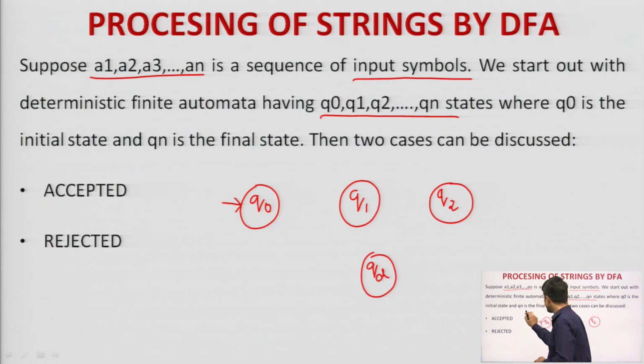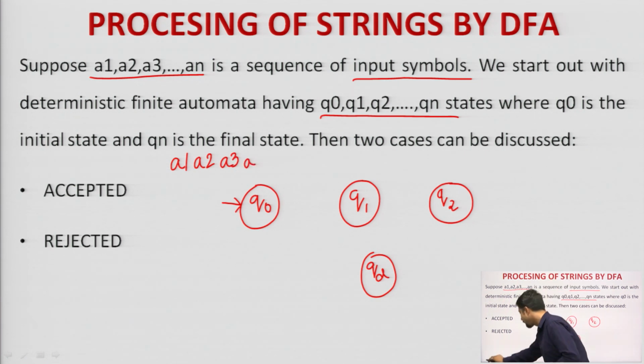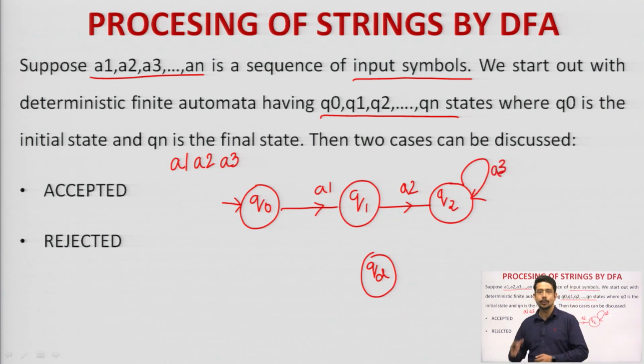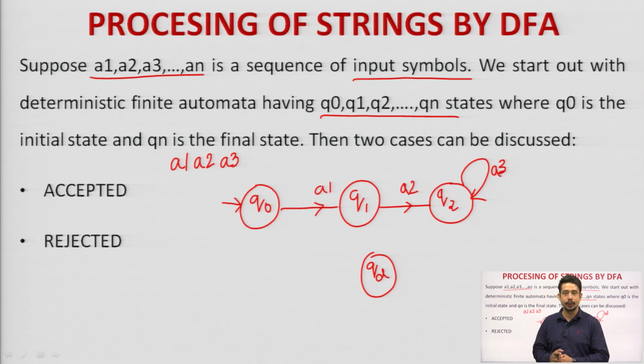Now, processing of strings. Suppose I have a string a1, a2, a3. If I look at the diagram, for a1 there is a transition, for a2 there is a transition, and for a3 there is a transition. Now, if I need to process this particular string a1, a2, a3 and have it accepted, I need to declare one of the states to be the final state, correct.